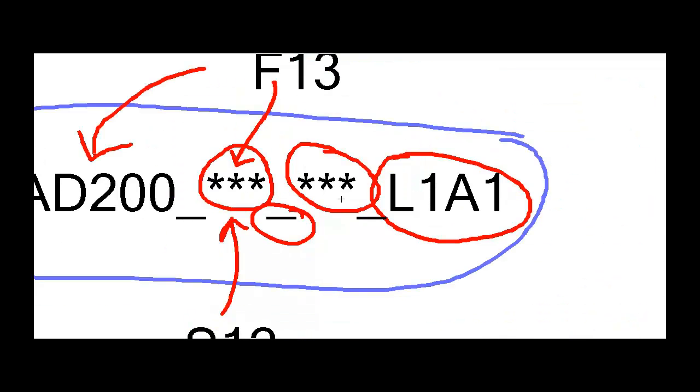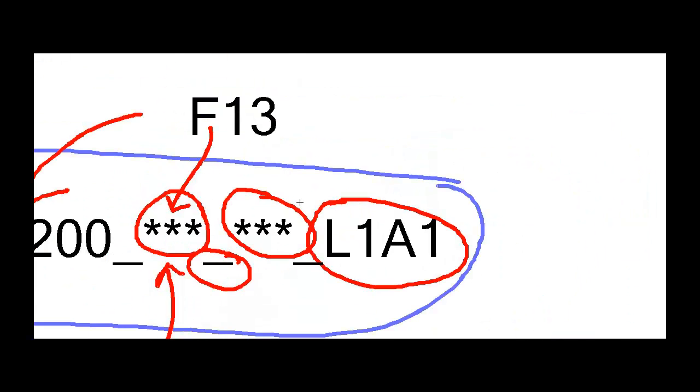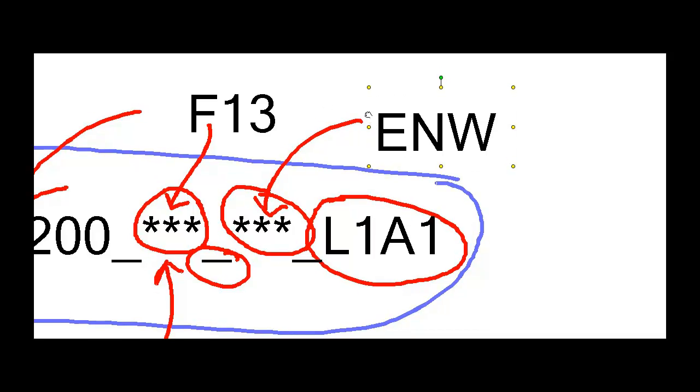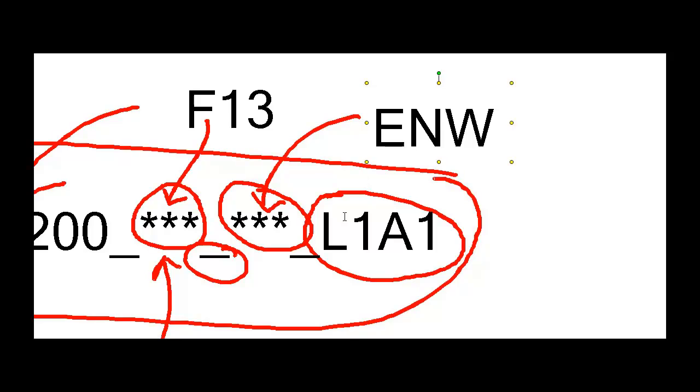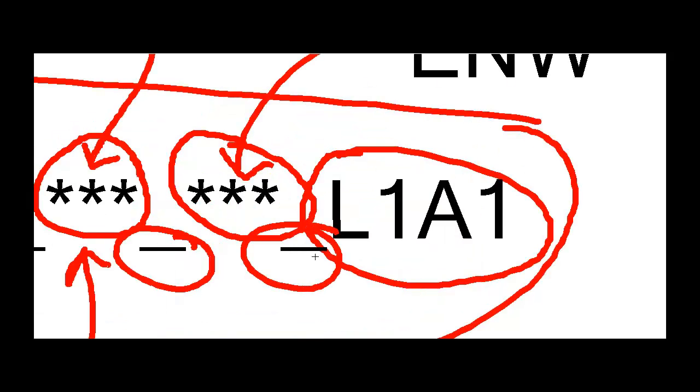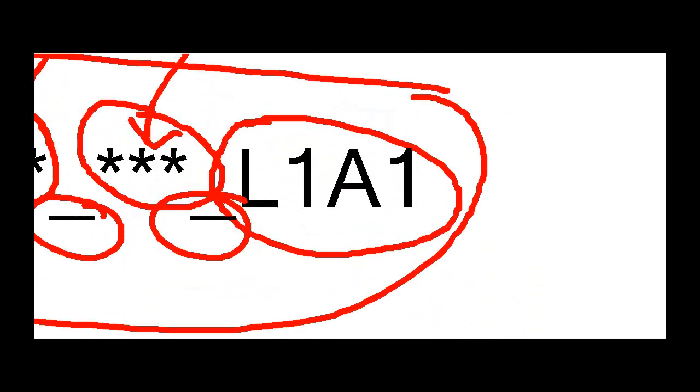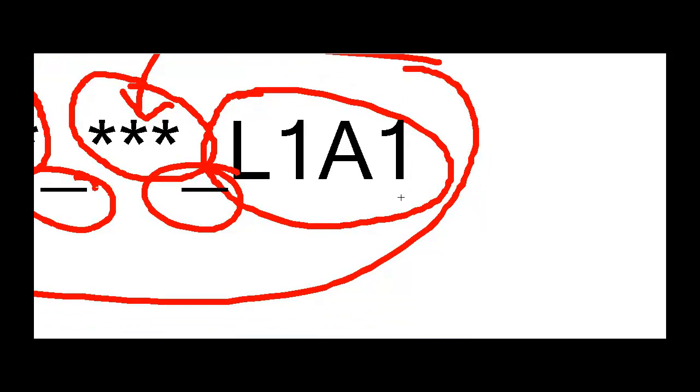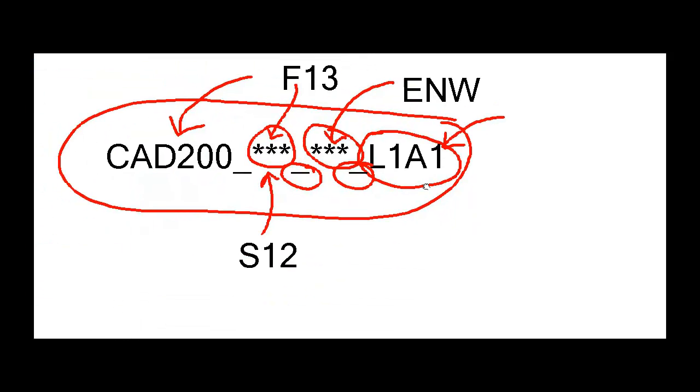Then we have an underscore as well to separate the next set of asterisks. And this set is your initials. For example, my initials are E and W, and that's what I would put there. So that's pretty straightforward. Then we have another underscore, and then we have the Lesson 1, Assignment 1 acronym. If it was Lesson 2, Assignment 1, it would be L2A1. If it was L2, Assignment 2, it would be L2A2. This is what you use to identify the file's association with the lesson itself.